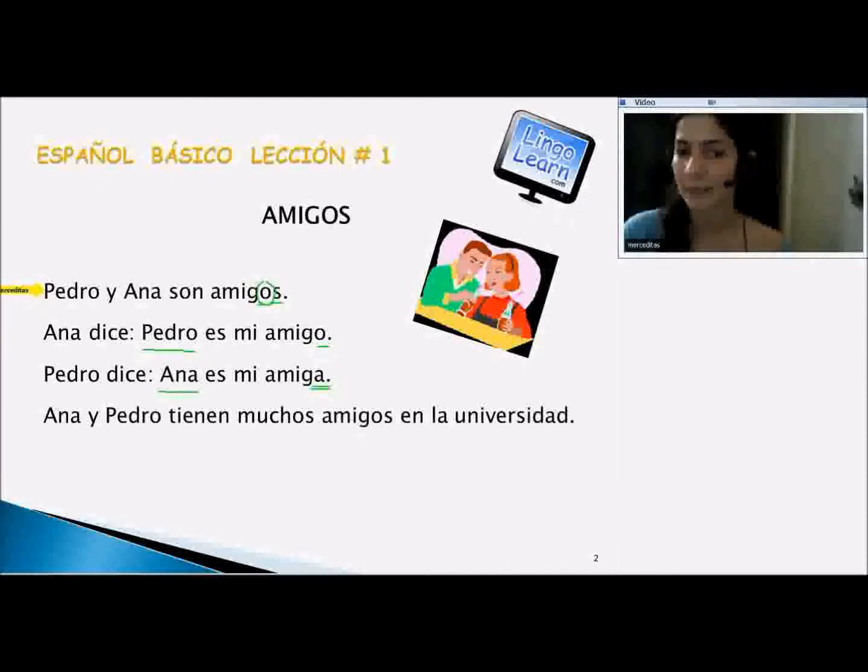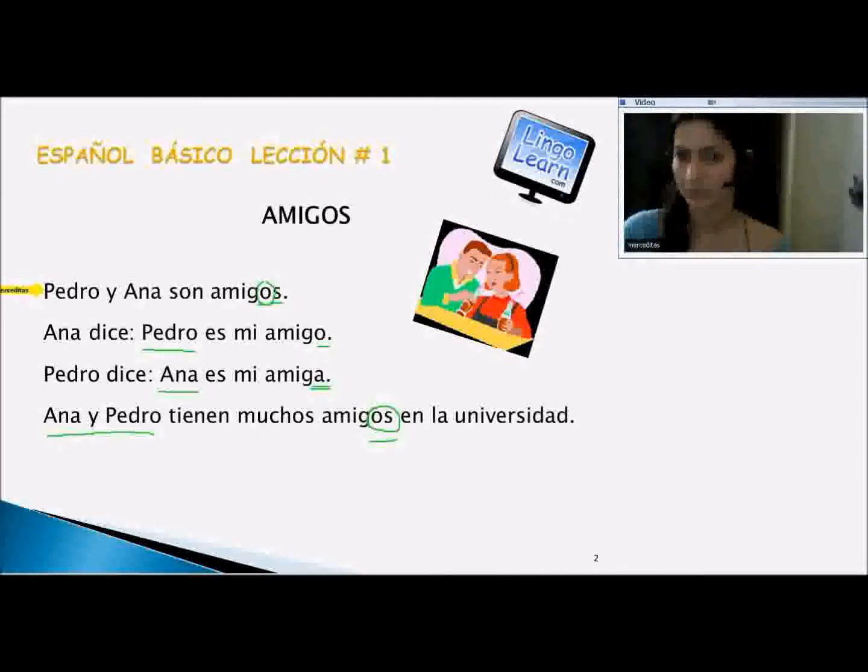So here, Ana y Pedro have a lot of friends at the university. Ana y Pedro tienen muchos amigos en la universidad. Again the vowel O. Why? Because their friends may be girls and maybe boys. When there is a boy in the group, you have to use the vowel O to show the male gender. Okay, Elisa?